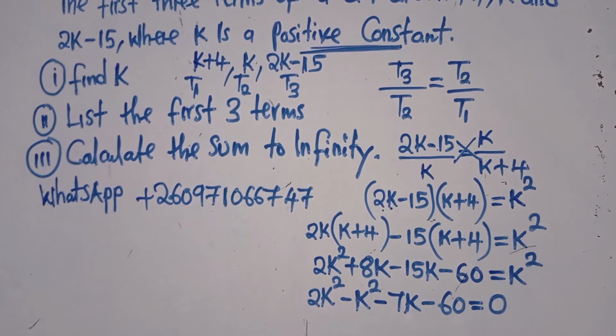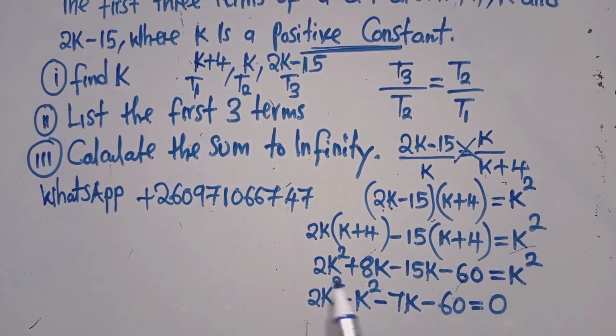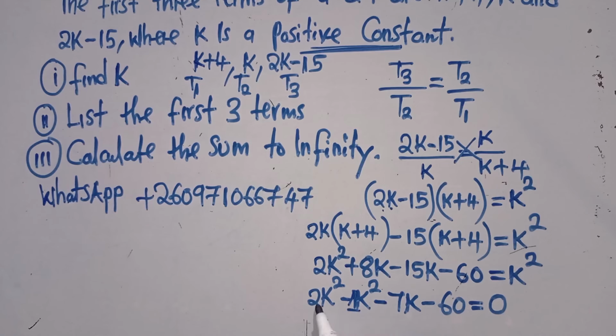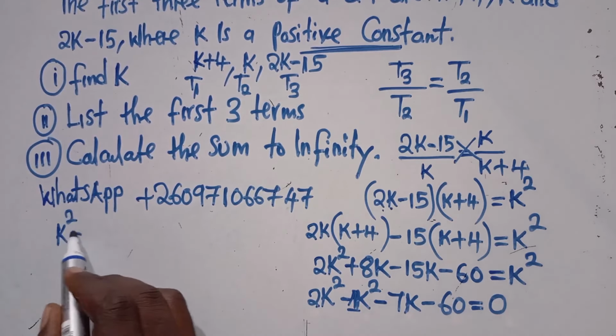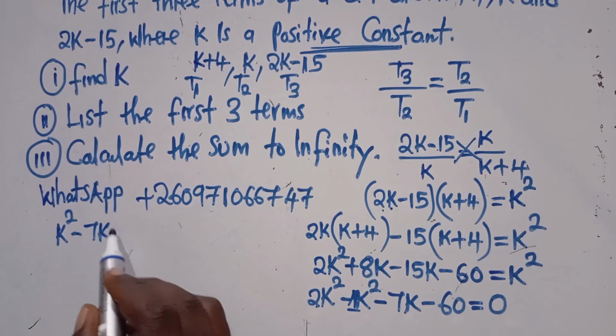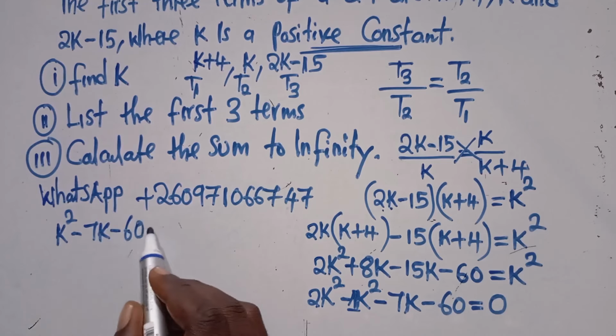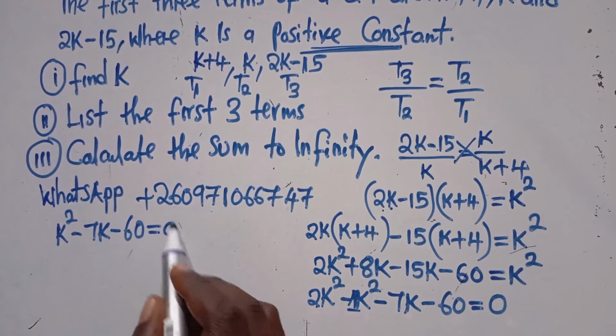So we just put a 0. From here, what you are going to do, you subtract this part here. This is the same as 1k. Have you seen? The same as 1k. So 2 minus 1, that is 1. So it's just the same as k squared minus 7k minus 60, which is equal to 0.